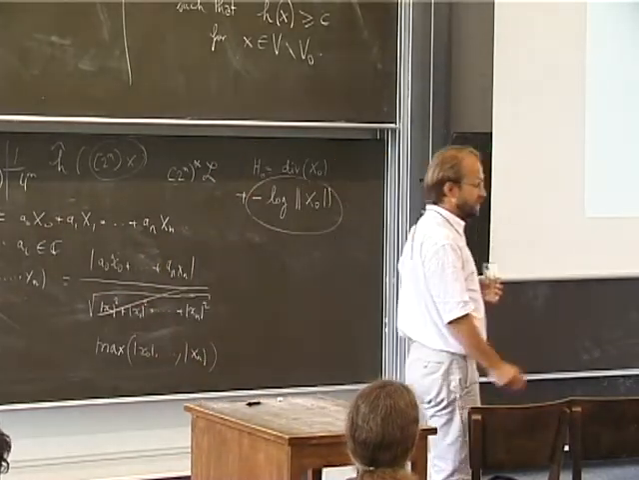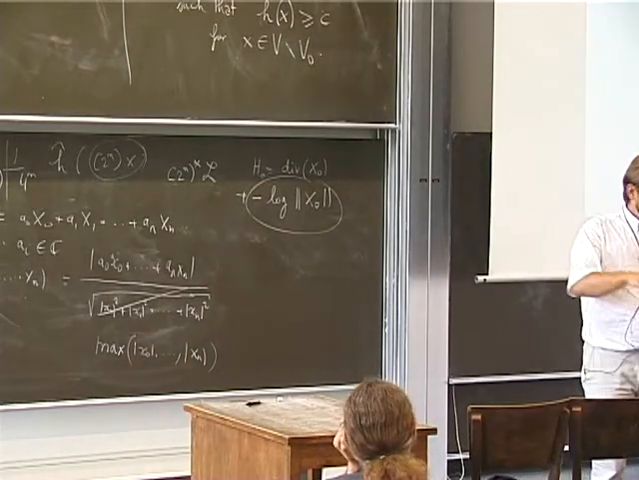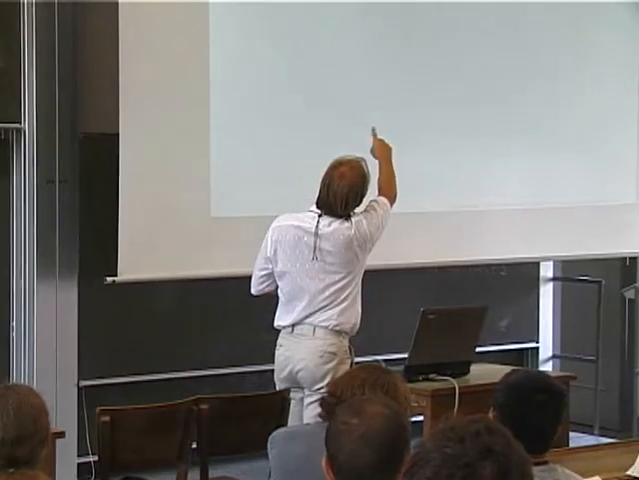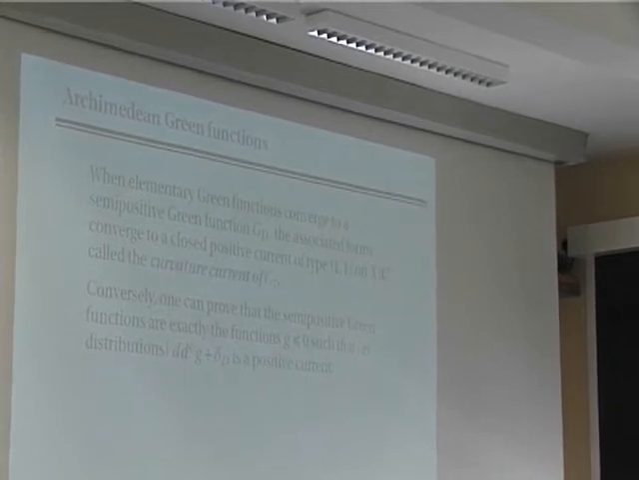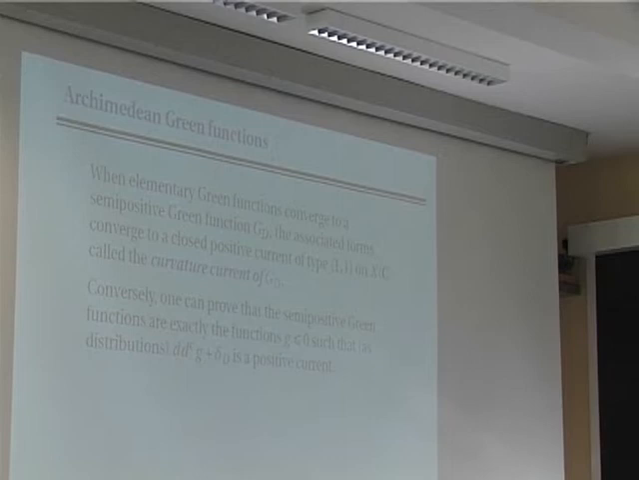And the answer is very easy. It's any function which looks like that, such that dd^c of this g, in the sense of currents, is positive. The fact that it looks like minus log of the equation will make dd^c have minus the integration current on the subvariety. It's the analog of dd^c of log absolute value of z being integration at zero. And so if you take all such functions such that dd^c g plus integration on D is a positive current, then you'll get precisely all semi-positive Green functions.